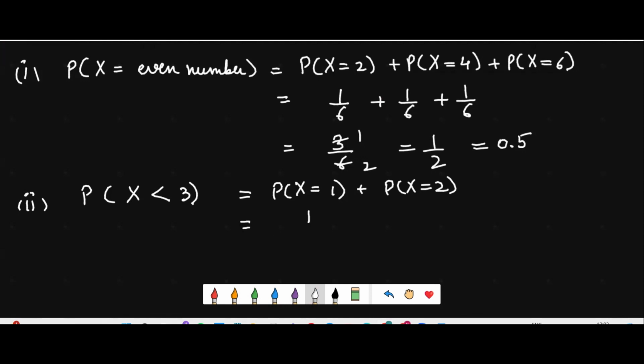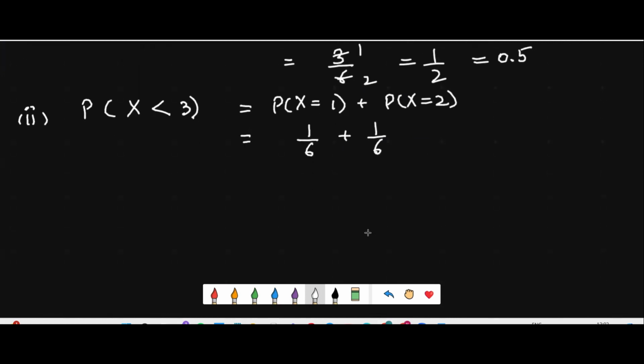So here again, this is 1 upon 6 plus 1 upon 6. So we are getting here 2 upon 6. That's 1 upon 3. So this is the answer.